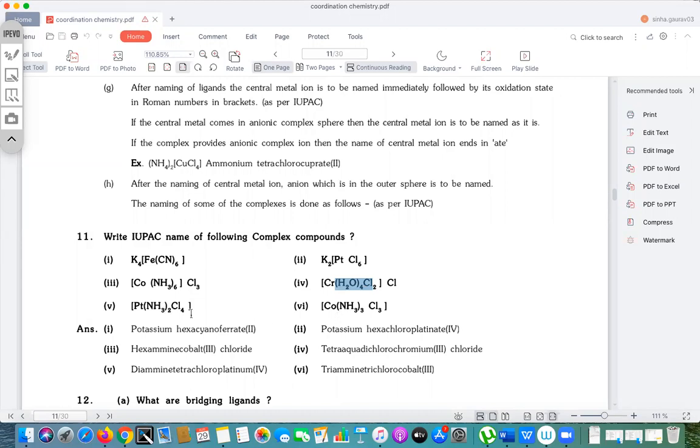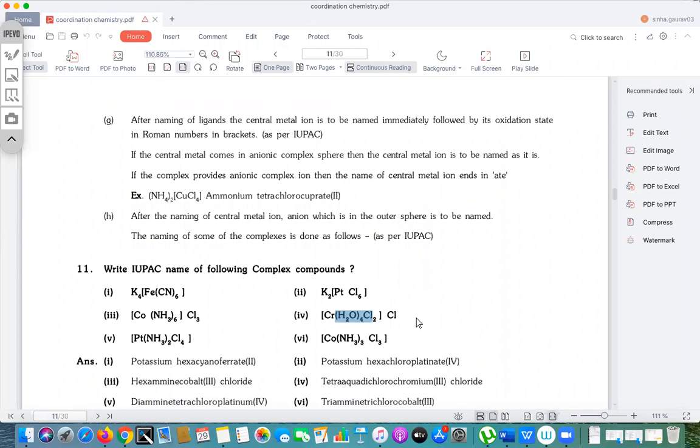Right? This one, it is ammine and chloro, right? So diammine, double M, tetrachloroplatinum, oxidation state is 4. Triammine trichlorocobalt(III). Like this we will name. Did you get it? Any doubt in this? A little bit of idea you have. I'll give you some examples now.